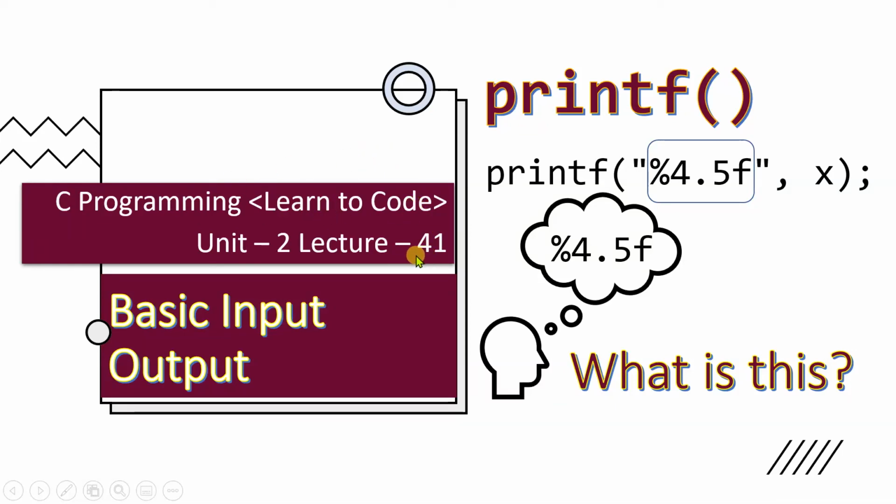This is the 41st lecture of Unit 2, and in this lecture we will continue the discussion of the printf function. Today we will discuss real number formatting, and you will see an example like this: printf("%4.5f"). What is this? Why are we writing this kind of statement, and what will happen in your output? That we are going to discuss. So let's begin.